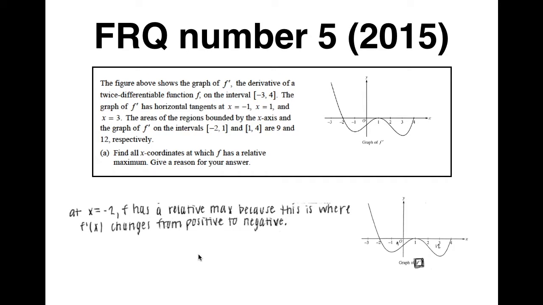The student said at x equals -2, f has a relative max because this is where f prime of x changes from positive to negative. So 2 points. I showed this because the student really circled f prime many times just to remind themselves that this is not the graph of f, and I think it's a good idea.